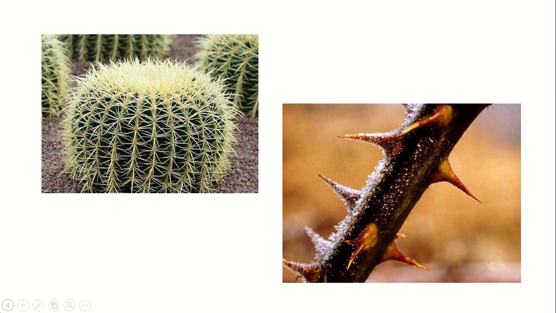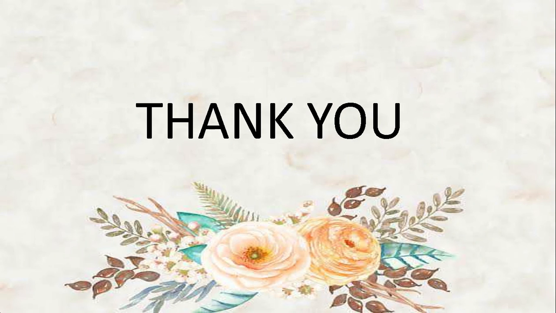Other adaptations against herbivores include hard shells, thorns, and spines. So these are some protection that plants have. With the cactus, they have spines. Others have thorns. And that would be all.